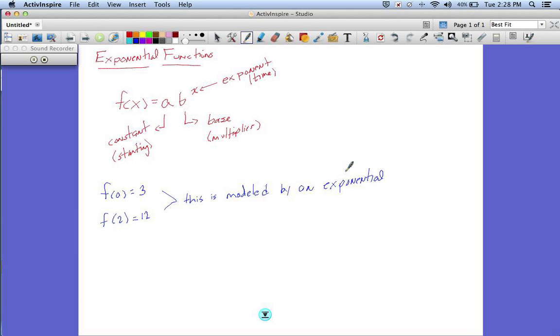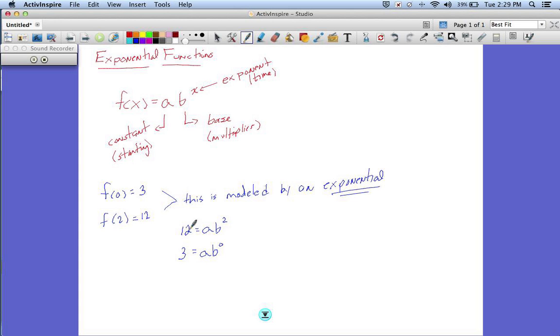Are we doing ax squared plus bx plus c? Are we doing mx plus b? No, we are doing exponential. We know it looks like a b to the x. So just like anything else, you plug in. In this particular case, we know these two examples. So let's plug in 12 equals a b to the second. And we plug in 0 and 3. So we also know that 3 equals a b to the 0.